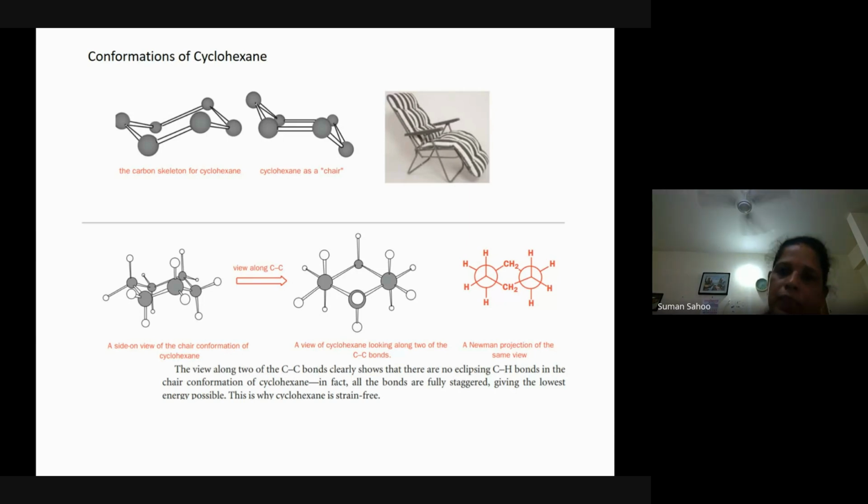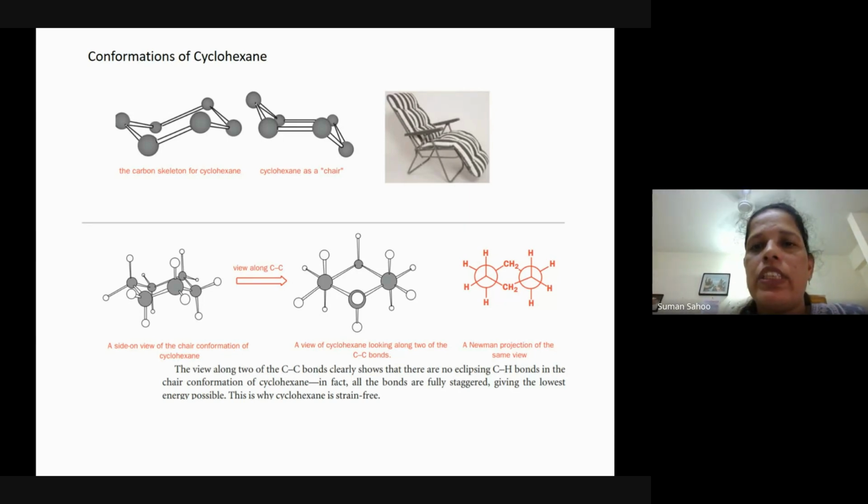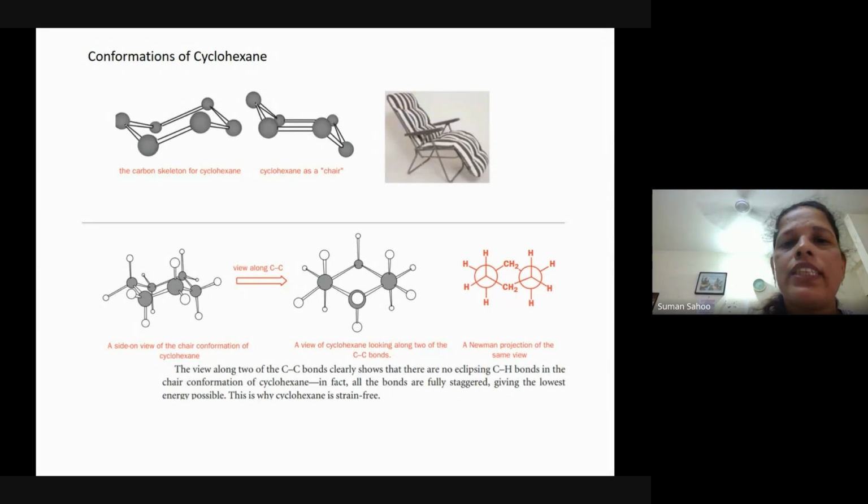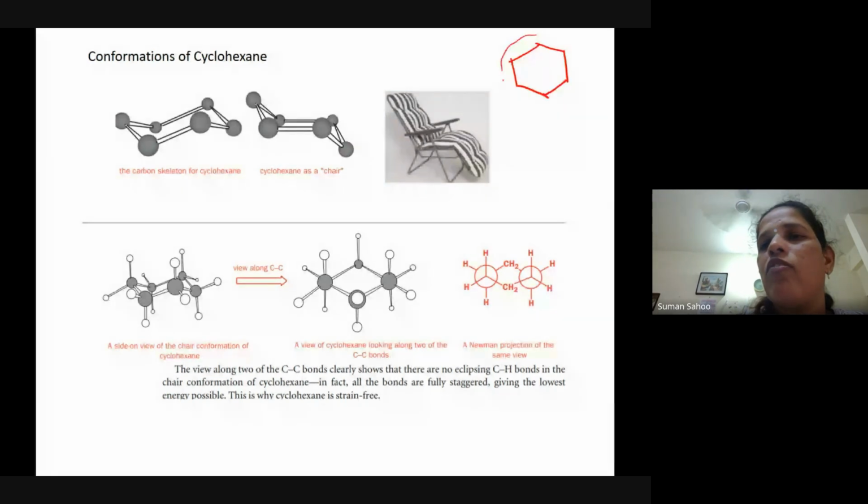Among cycloalkanes, the conformation of cyclohexane is the most important, and that is prescribed in your syllabus. Cyclohexane has six carbons. When we write it in a planar form, it is like this. But actually this form, this conformation, is not very stable.